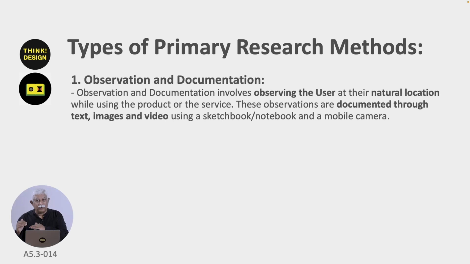Observation followed by documentation. It means that you go to the place where the user is in his natural location. Maybe he's actually using the product or the service that you want to redesign. You note down these observations through documentation. It could be text, images or video. You could use a sketchbook, notebook, your computer or a mobile camera. Okay, so basically observation followed by documentation.